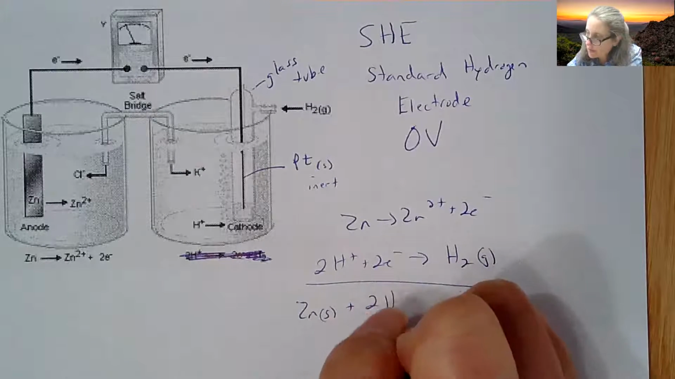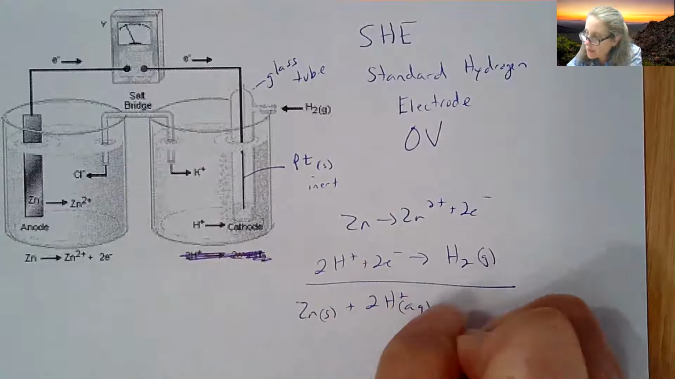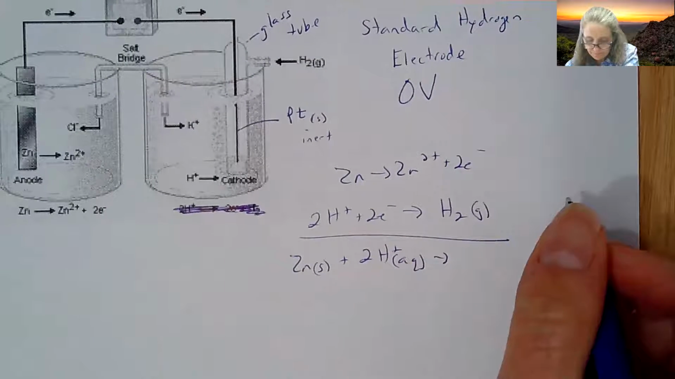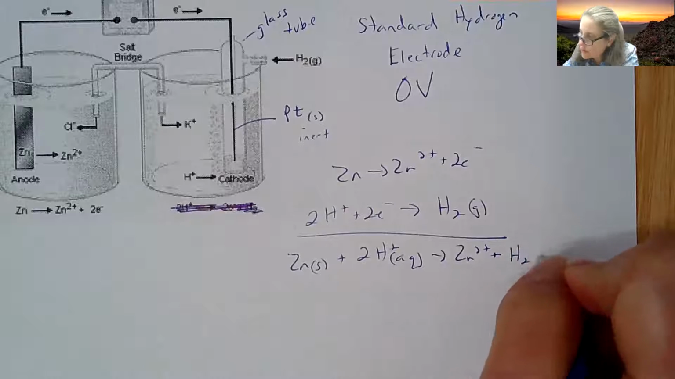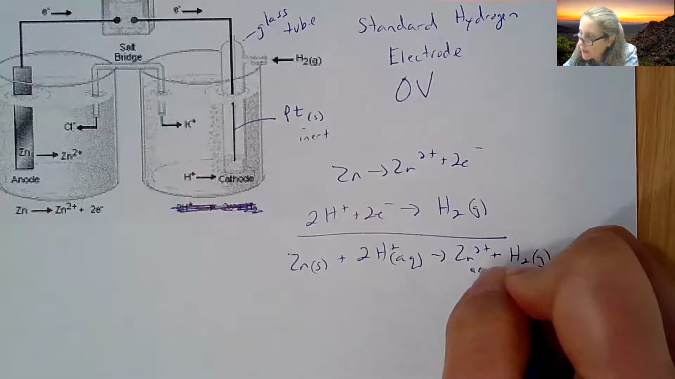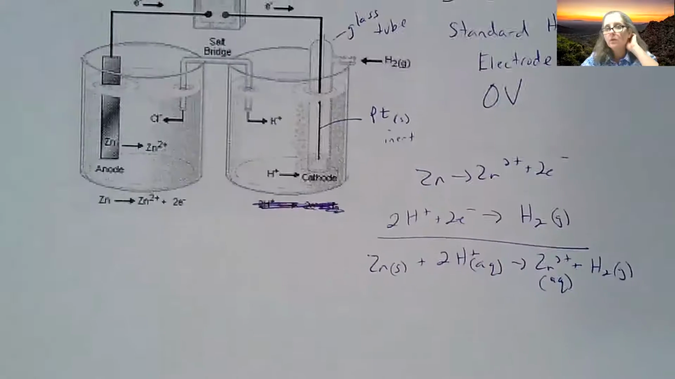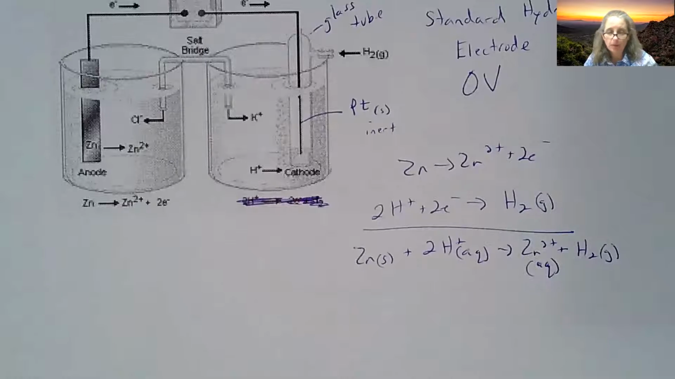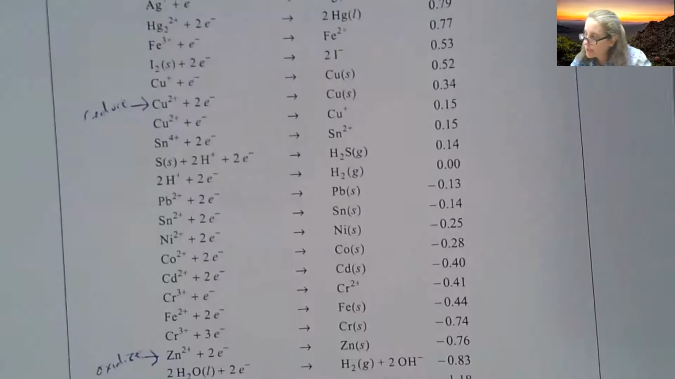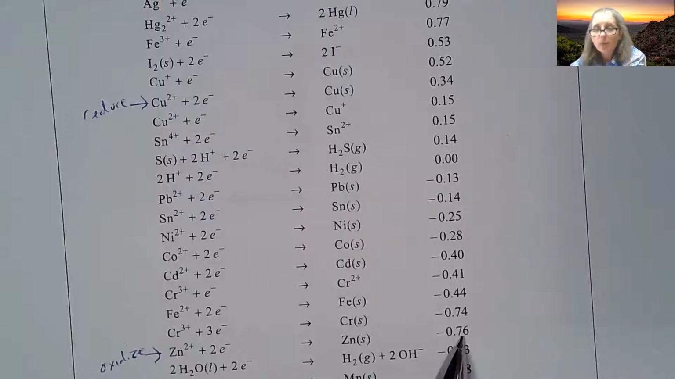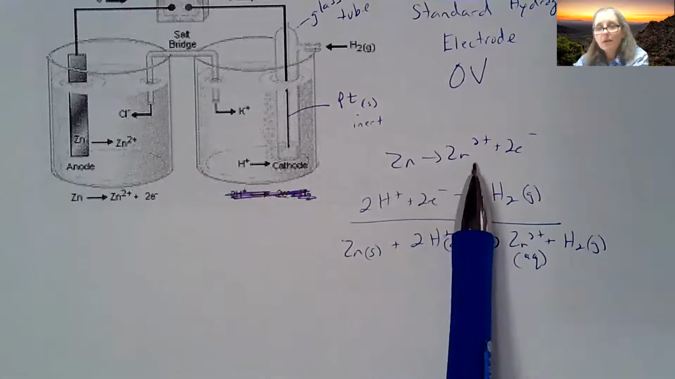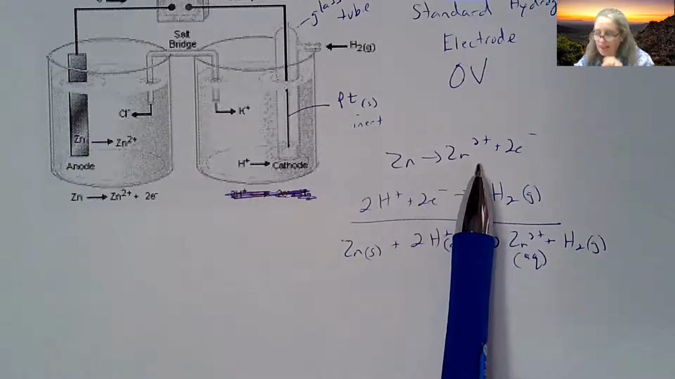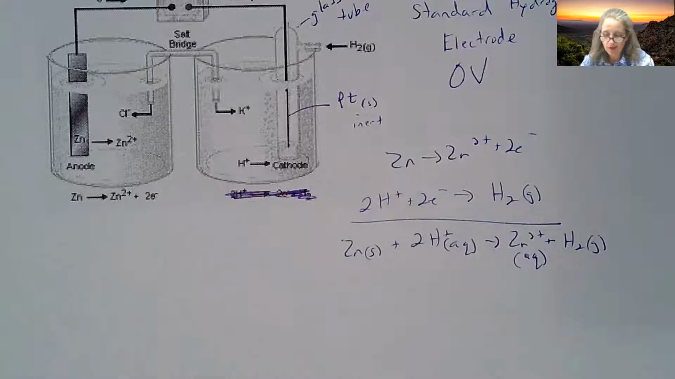Zinc plus 2H plus aqueous goes to zinc 2 plus plus H2 gas. So this is how we know, if we look at the table, that zinc is negative 0.76, because again, zinc is becoming zinc ion, and on the table, it's the other way around. We're going to talk about charge here in a second as well.